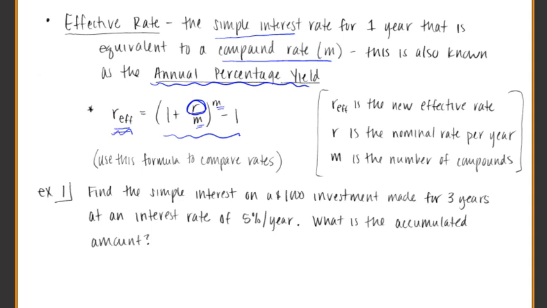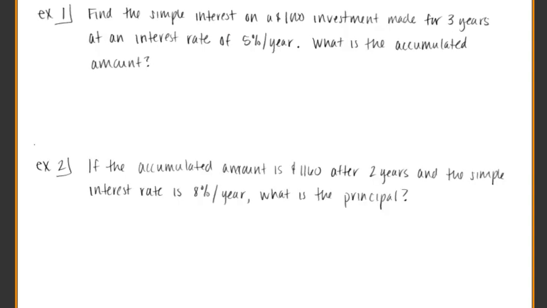Okay, let's go on to example 1. Here in example 1, we want to find the simple interest on a $1,000 investment made for 3 years at an interest rate of 5% per year. What is the accumulated amount? Obviously, if it says simple interest, you're going to use the simple interest formula. If it doesn't say simple interest, you're not going to use it. It's as simple as that. You see those words, plan on using that formula.